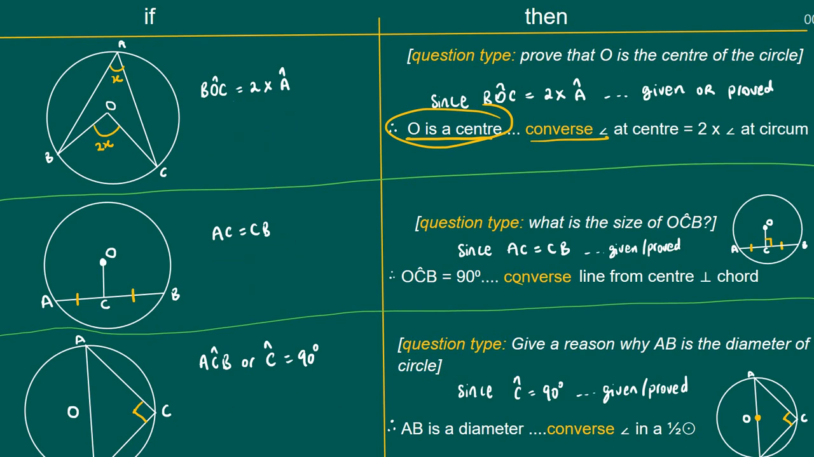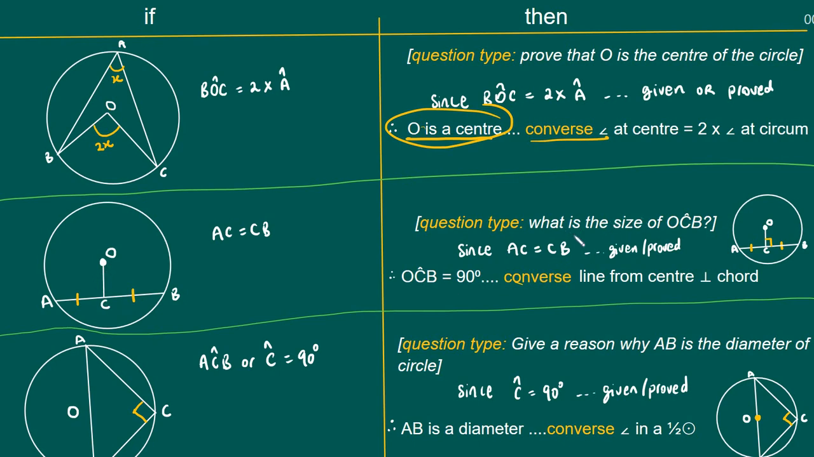So what I was saying here, guys, is that if ever the situation is like this, this O is a center, then you just use converse. If the situation is like this, you just conclude that OCB is 90 degrees and your reason will be converse. You won't say line from center perpendicular to chord because it's not given that OC is perpendicular to AB. So you use converse instead to say that OCB must be 90 degrees.